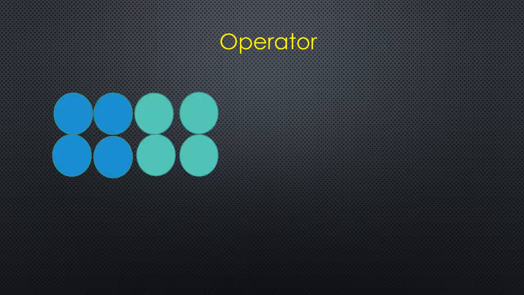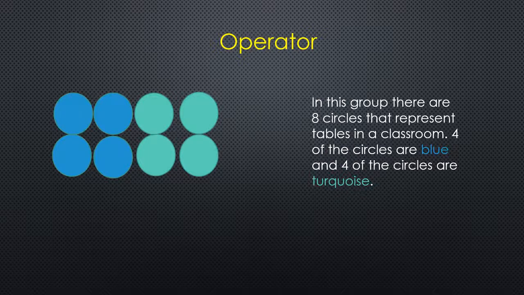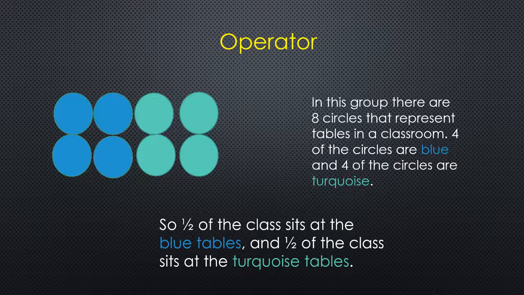Next we have operator or an operation. Here I have 8 circles. In this group there are 8 circles. These are tables that are in a classroom. There are 4 that are blue and 4 that are turquoise. So half of the class sits at the blue tables and half of the class sits at the turquoise tables.